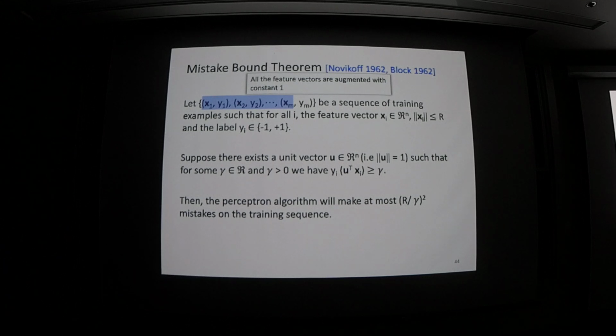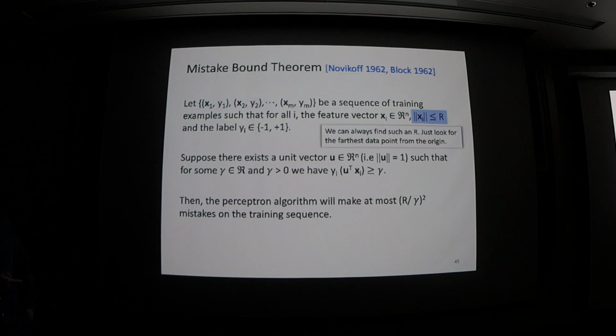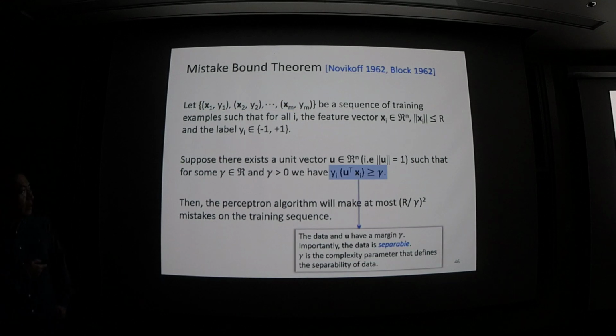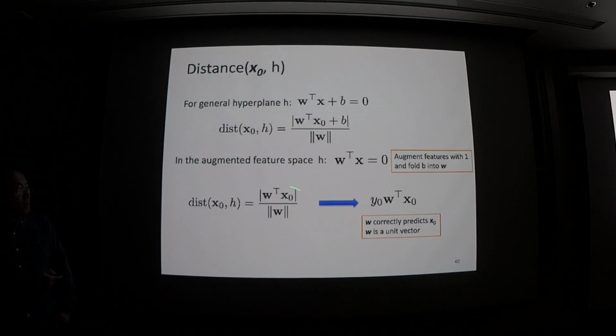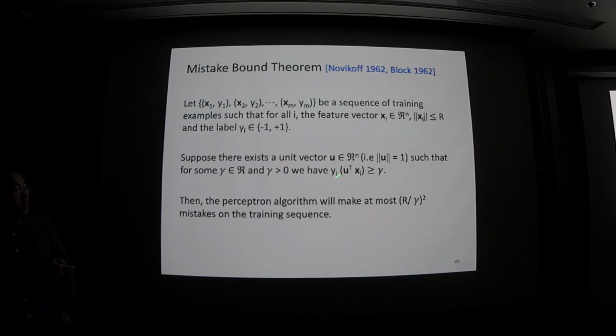And then the second assumption is about separability. Separability means that there exists a unit vector u such that, for some positive gamma, for every training example xi, yi, we have this inequality: yi times the inner product between u and xi is no less than gamma. So what does it mean? Because u is a unit vector, according to the definition of the distance, the left-hand side is just the distance between u and xi.